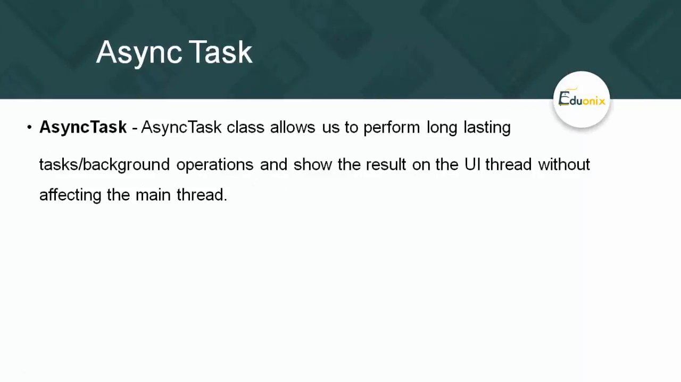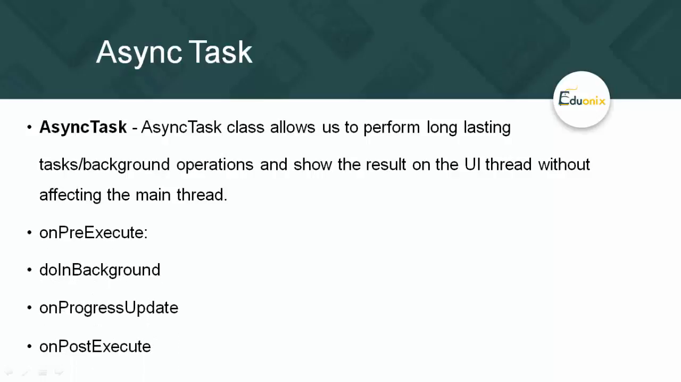We will use async task for the service call. However, before we use async task, we need to know about async task and its uses in Android applications. Async task is an abstract Android class that helps Android applications to handle the main UI thread in an efficient way. The async task class allows long-lasting tasks or background operations to run and shows the result on the UI thread without affecting the main UI thread.